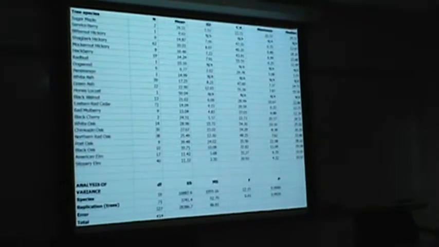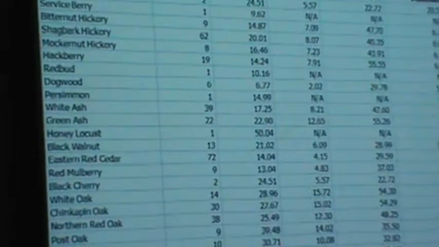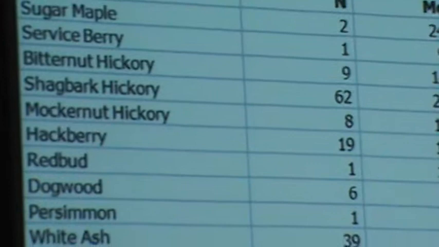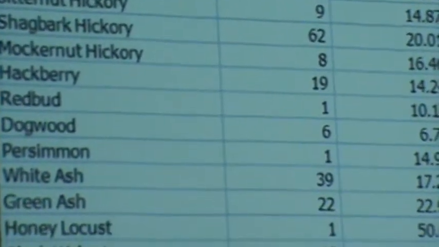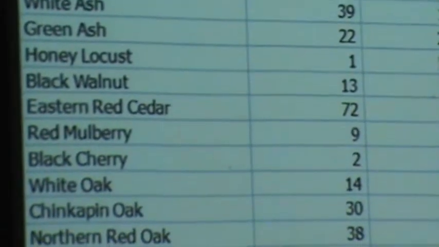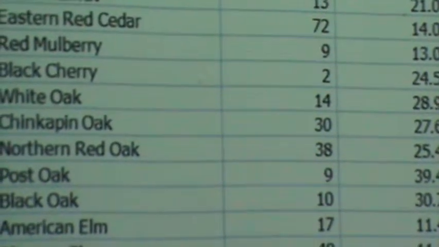Okay. This is a table of the descriptive statistics and analysis of variance for diameter at breast height for all the trees, for all tree species. As you may see, the mean for diameter at breast height ranges from 6.77 for dogwood all the way to 39.48 for post oak. You may see that hackberry and honey locust have the highest, but it was only one tree distributed throughout the forest.